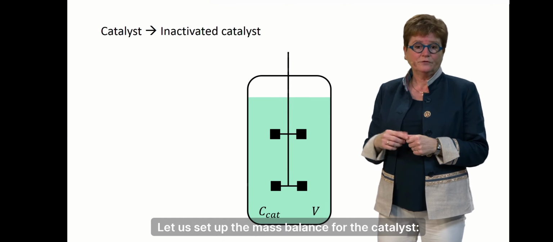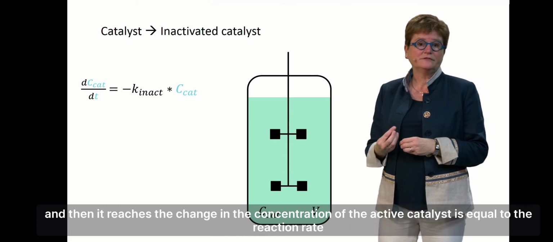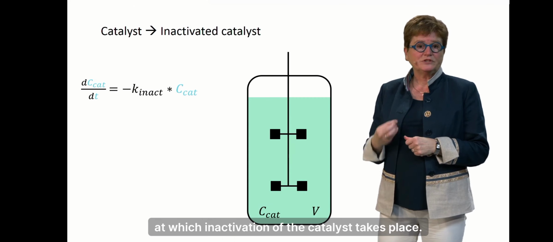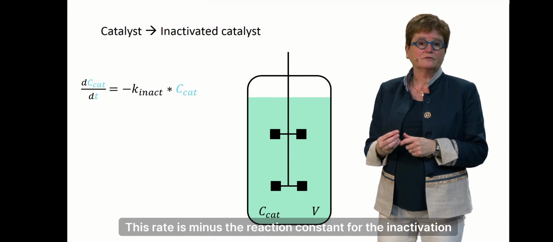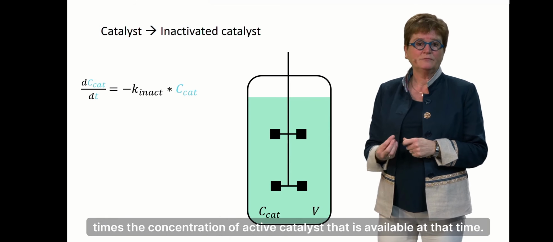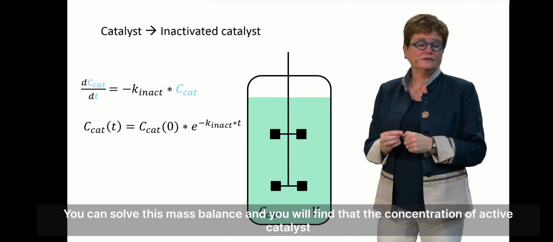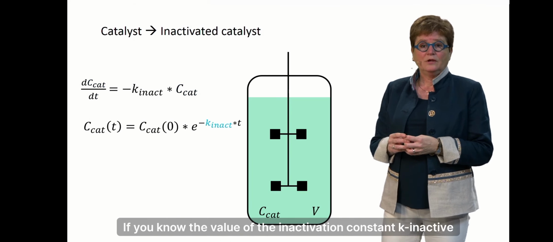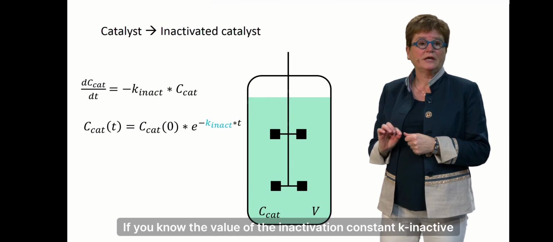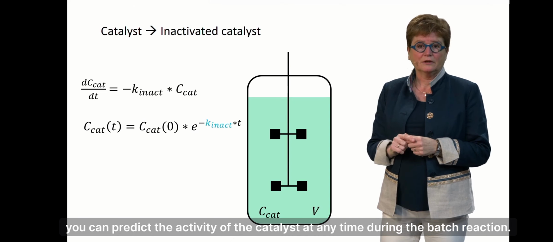Let us set up the mass balance for the catalyst, and then it reads the change in the concentration of the active catalyst is equal to the reaction rate at which inactivation of the catalyst takes place. This rate is minus the reaction constant for the inactivation times the concentration of active catalyst that is available at that time. You can solve this mass balance and you will find that the concentration of active catalyst decreases exponentially over time. If you know the value of the inactivation constant K inactive, you can predict the activity of the catalyst at any time during the batch reaction.